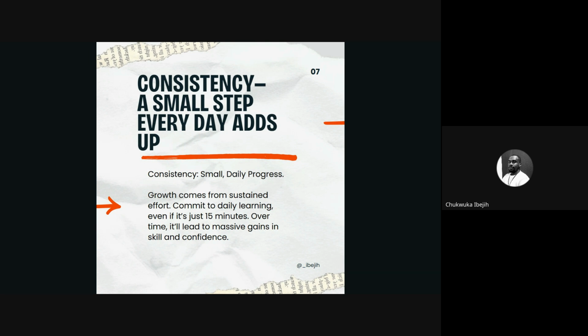Now, consistency, this is something you would need so much, especially in this program. You have to be so consistent. There's no two ways about it. And something that weighs a lot on people is they try to do large chunks of things at a time, and that's not productive.